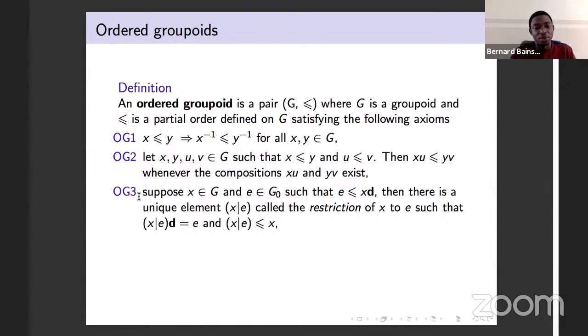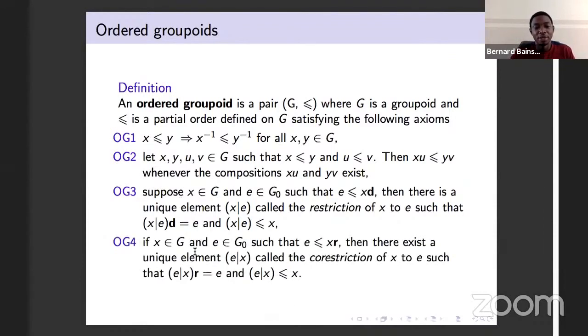Based on condition 1 and condition 3, we could also say that whenever e is less than or equal to the range of x, we should be able to find a unique morphism. This time around, we won't call it a restriction, but rather the co-restriction of x to e, so that the range of this morphism is e, and then this morphism is less than or equal to x. So any groupoid together with this natural partial order that satisfies these conditions will be classified as an ordered groupoid. Immediately, we can say that every group is an ordered groupoid. The partial order there is just the equality.